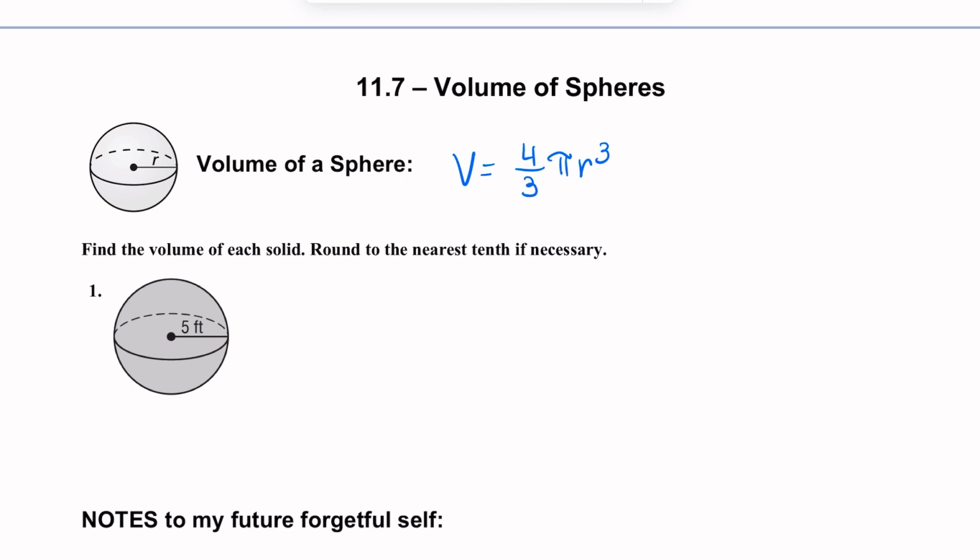So let's use that to find the volume of this solid down here. So we're going to write out our formula first. And what do we need? We just need to know what the radius is, and then we can find the volume. The radius is 5 feet. So I'm going to plug that in. 5 cubed. And remember, we're using PEMDAS. We got to do the 5 cubed first. So 5 cubed is 125.